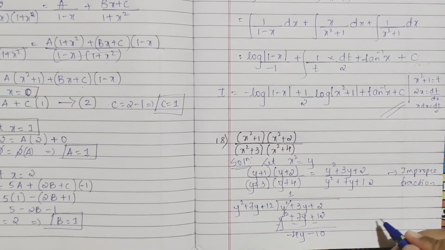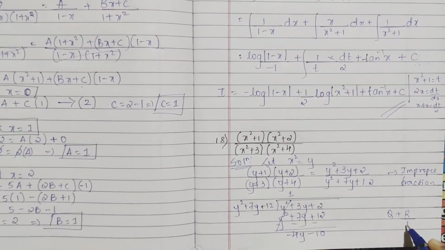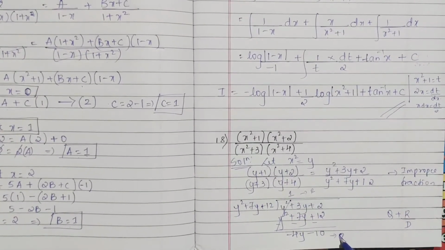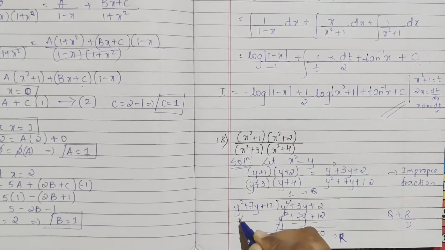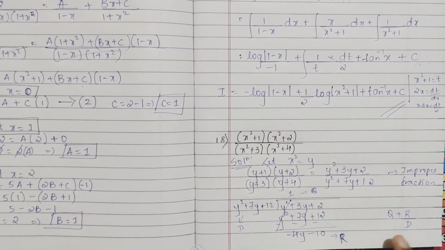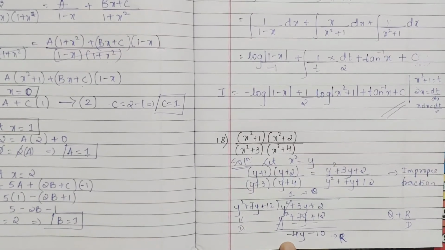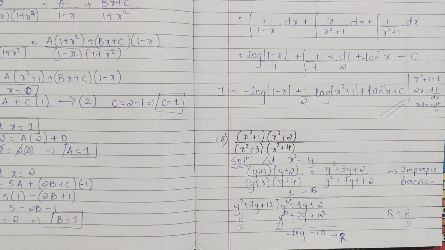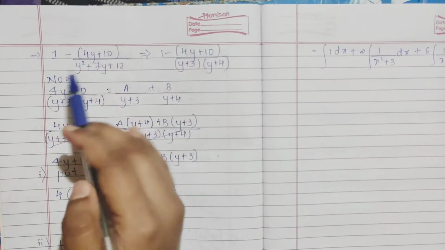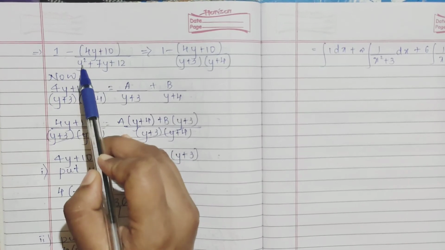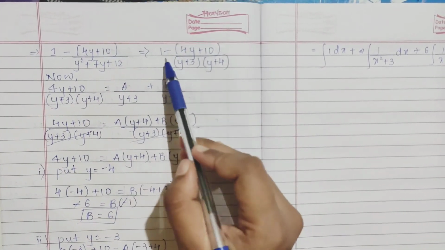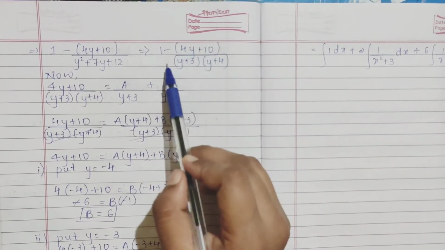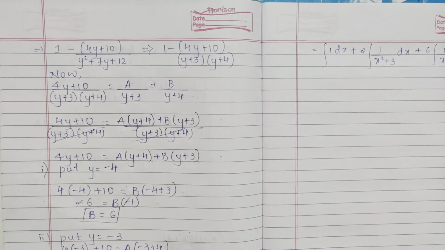Now write it in the form q plus r by d. This is your remainder, this is your quotient, and this is your divisor. So 1, minus common, (4y + 10) divided by (y² + 7y + 12). So you are getting 1 minus (4y + 10) over (y² + 7y + 12). This I can write as (y + 3)(y + 4), because again you have to solve with partial fractions.